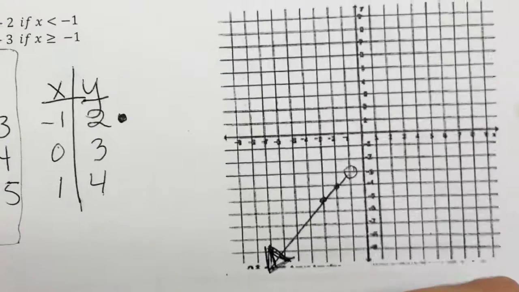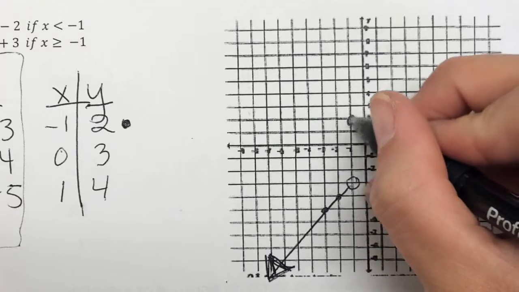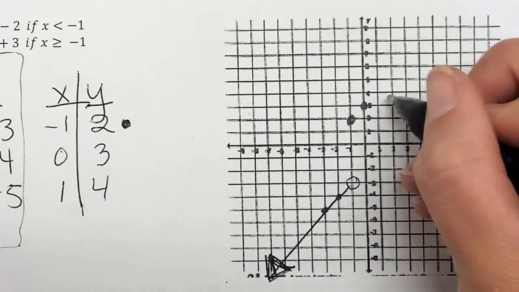Alright, on the next one, -1, 2, you're going to have a closed circle. Same thing at 0, 3, and at 1, 4.